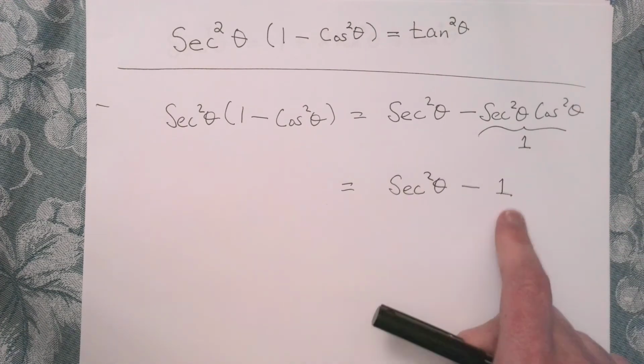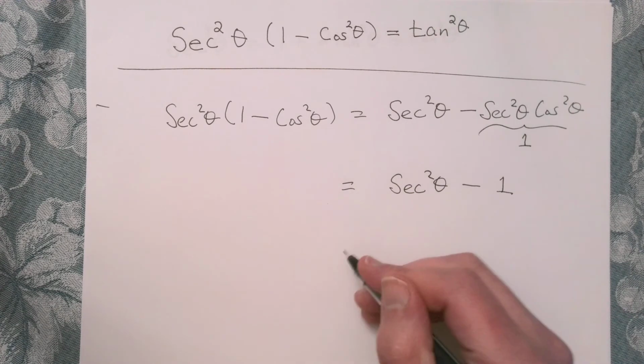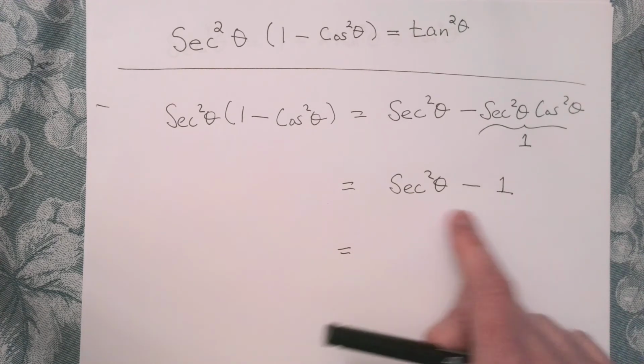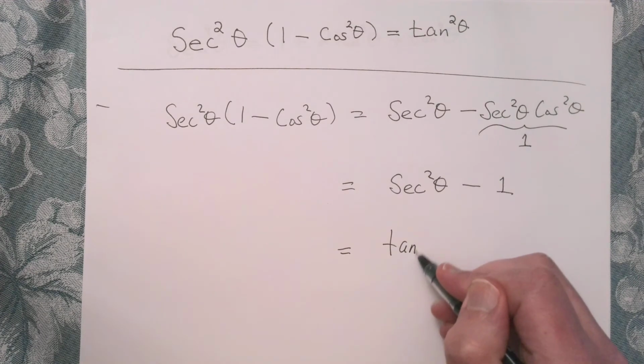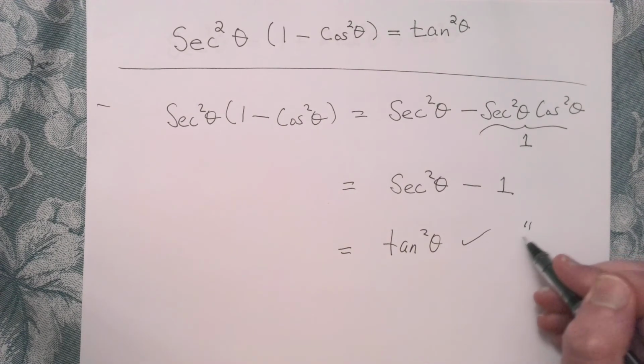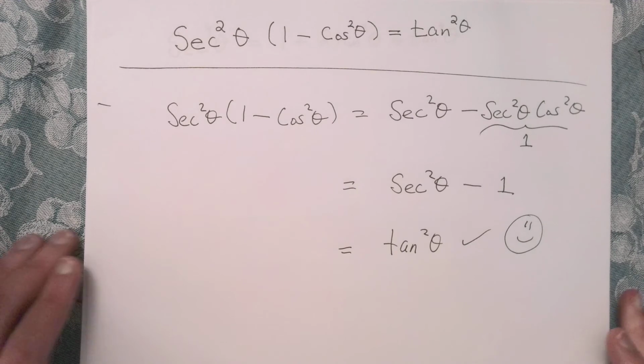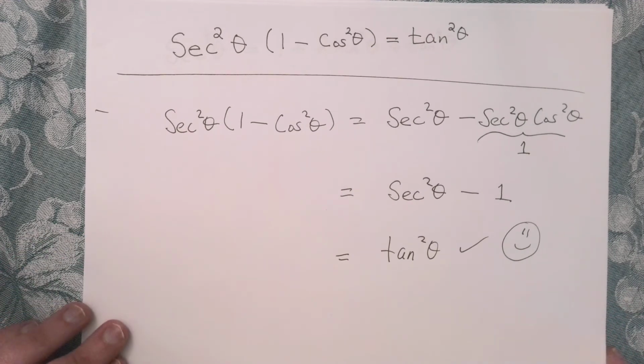But that's a Pythagorean identity, right? That's one of our classic Pythagorean identities. And we know that secant squared of theta minus 1 is exactly tangent squared of theta. So that was pretty nice. Okay, let's take a look at the next.